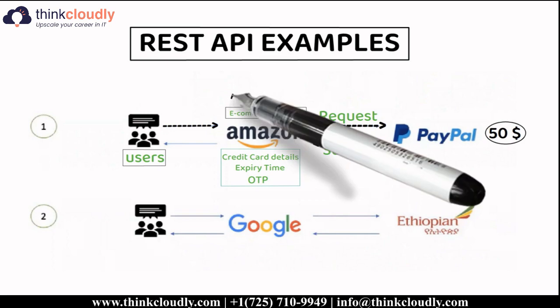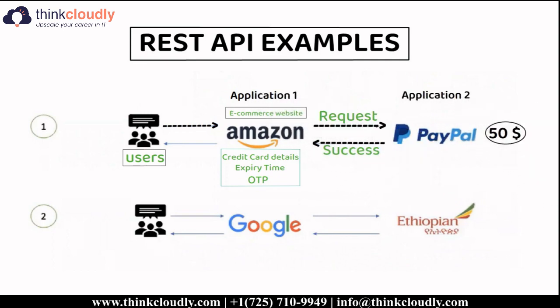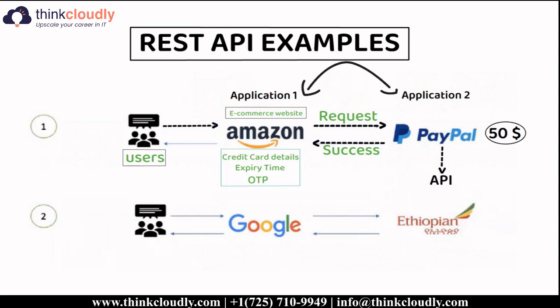So you can consider this is application one and this is application two. And these two applications are having communication between each other. Now you would be wondering, how is this possible? How are two applications able to communicate with each other? Because PayPal exposes the API. Okay. So PayPal has an API, application programming interface. This interface is meant for application to application conversation. And that is why Amazon is able to talk to PayPal with the help of API.